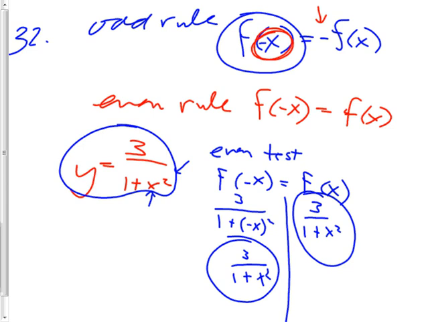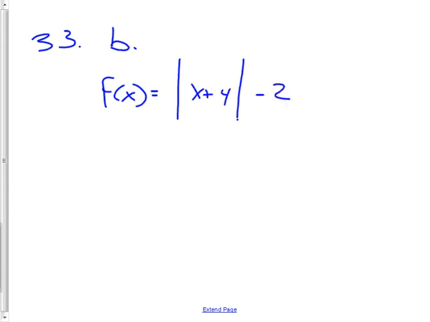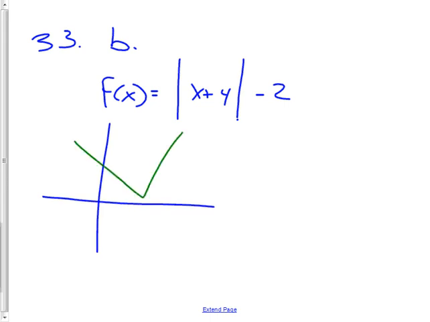Yes? 33b, would you read it, please? And what is the direction? What am I supposed to do with this? Find the vertex. All right, the vertex is the point that is at the bottom of the V. So if this is a V-shaped graph, they just want to know where that point is right there. And the vertex is really easy to find.